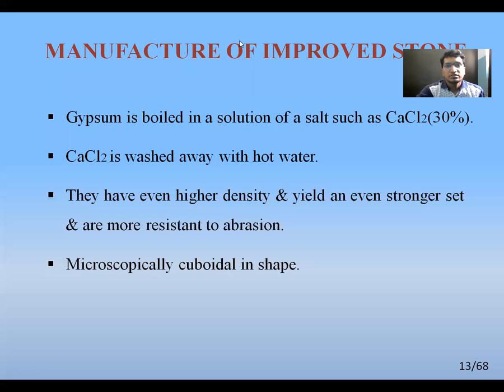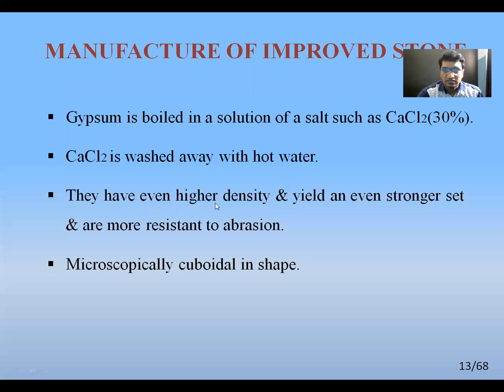Now, how do we manufacture the improved stone? Gypsum is boiled in a solution containing salts such as calcium chloride, that is 30% calcium chloride. How do we manufacture plaster? We boil gypsum in an open kettle, we get plaster. We boil gypsum in an autoclave, we get stone. Same thing if we boil gypsum in a solution containing 30% calcium chloride, we get the improved stone. After this, the calcium chloride is washed off with hot water.